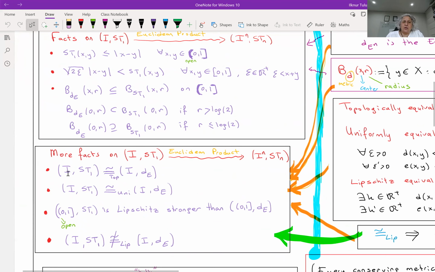Again, I managed to prove all of those on the unit interval, and then extend to the n-dimensional unit cube by taking the Euclidean product. So the ST metric is topologically equivalent to the Euclidean metric. The ST metric is uniformly equivalent to the Euclidean metric. But the ST metric is not Lipschitz equivalent to the Euclidean metric.